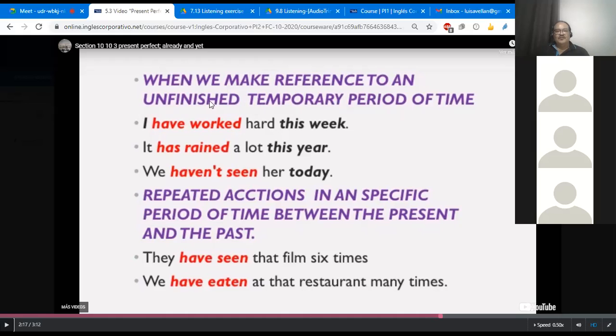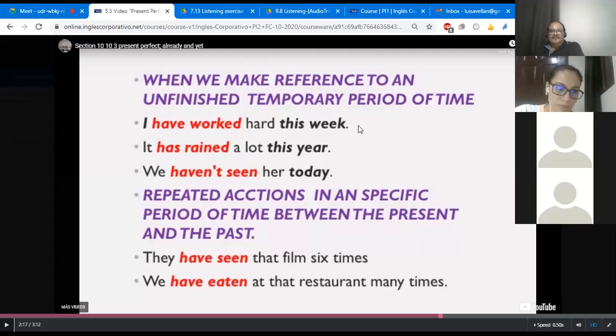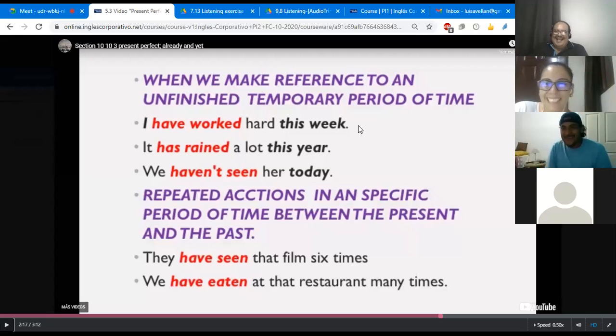When we make a reference to an unfinished temporary period of time, because the important thing is not to know the meaning in Spanish. The idea is, cuando yo lo uso, okay? Ah, in which moment, okay. So then, ¿en qué momento? Es algo que ya pasó, pero se sigue haciendo. There you go, exactly, that's the present perfect, exactly. Entonces, ¿cuándo lo voy a usar en inglés? Cuando es algo que ya casi pasa, pero lo sigo haciendo y probablemente seguiré haciendo. Cuando le reclame el jefe, I'm working hard the week. Exactly.